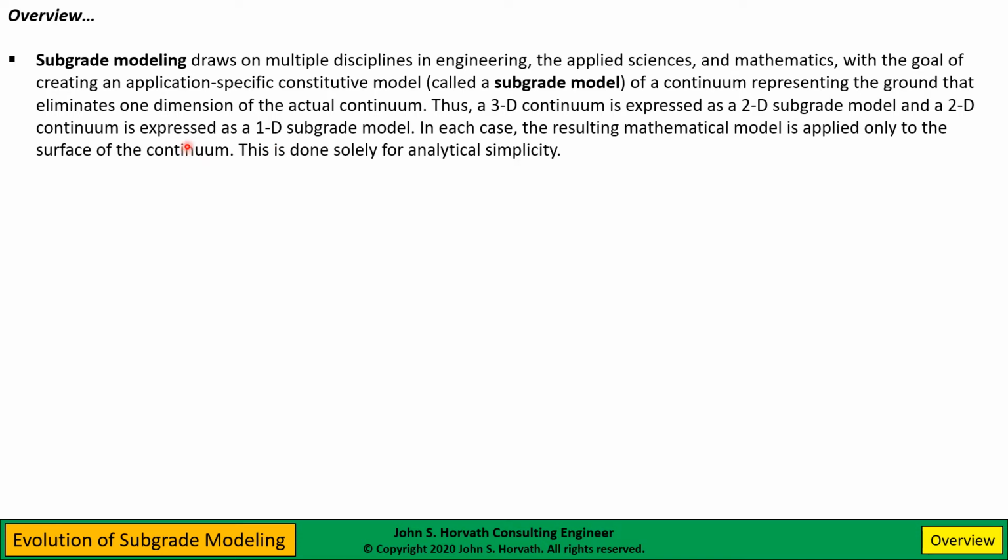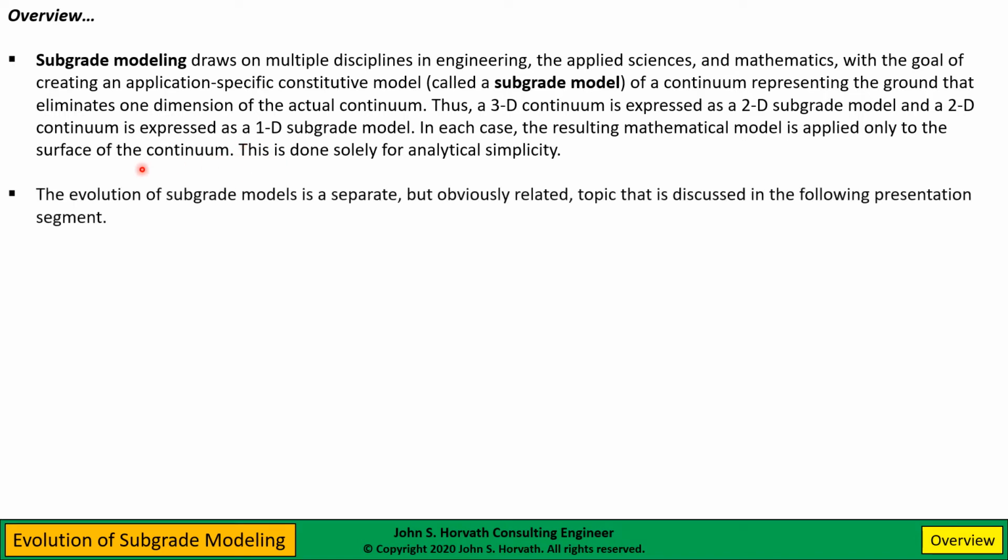And the reason we do this is solely for analytical simplicity. I mean, no one will dispute that a true three-dimensional constitutive model of soil, for example, is the optimum model to use. But we do subgrade modeling to eliminate one of these dimensions, really for analytical simplicity. Now, the subgrade models that have grown out of subgrade modeling are obviously related, but that is a separate topic that I'm going to discuss in the following segment of this presentation.